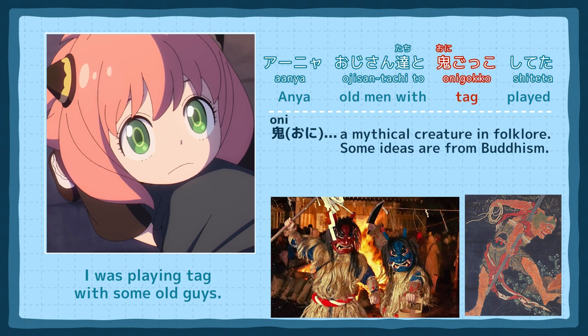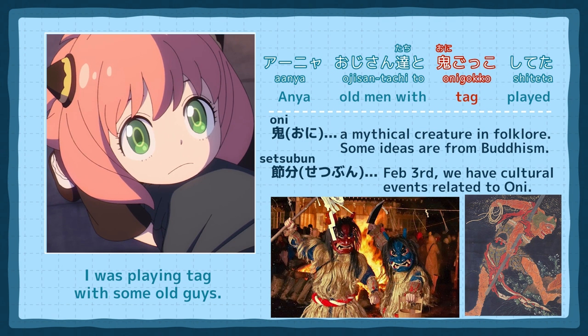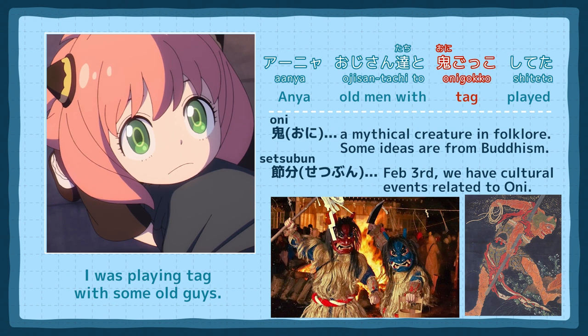Some rural villages still have cultural events to worship or related to Oni. Around February 3rd, we have an event called Setsubun. On this day, some adults pretend to be an Oni, and kids throw soybeans at them to drive away evil. Why do we do this? Why February 3rd? Or why soybeans? If you have time, why don't you Google it? You can find interesting facts about Setsubun.